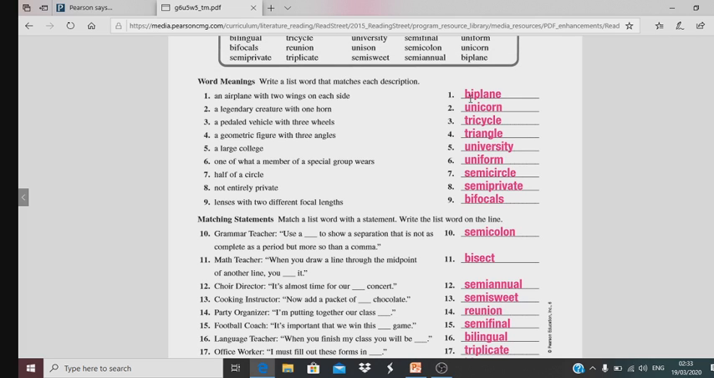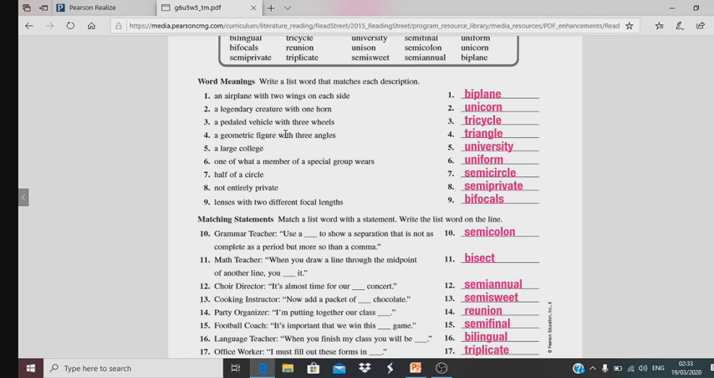Okay, so here it says an airplane with two wings on each side, we call it what? Biplane. Biplane, because it has two wings only. A legendary creature with only one horn, so as you know, this is what? The unicorn. A pedaled vehicle with three wheels. Do you remember when we said that we have a bike? It's a kind of bike for kids and it has only one wheel in the front and two at the back, so we call it the tricycle.